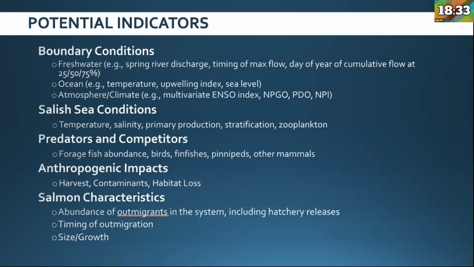We've lost a lot of wetland habitat in the lower reaches of the rivers and in the deltas and estuaries. What effect was this having? Density dependence that's been documented in some cases, the timing of outmigration, and then the size and growth of these fish. So there's really a brainstorming of all the different potential indicators we could look at.